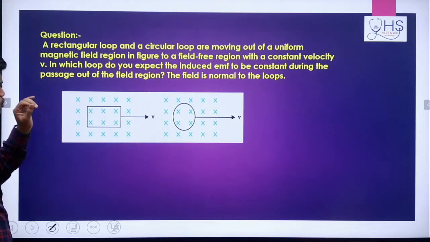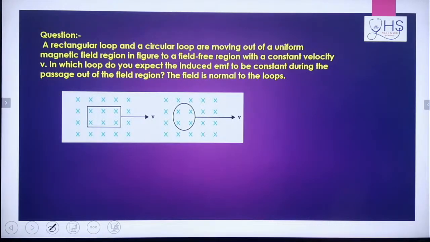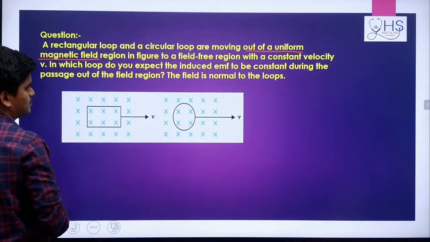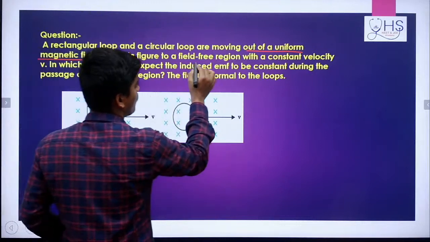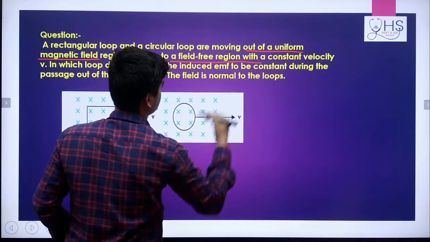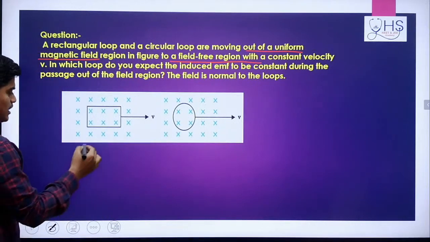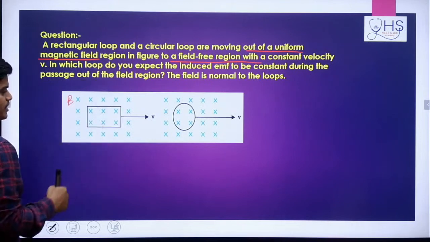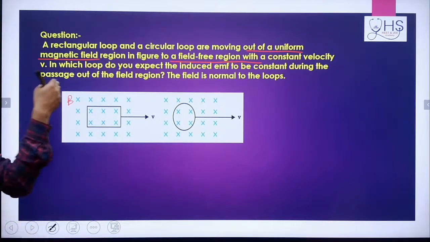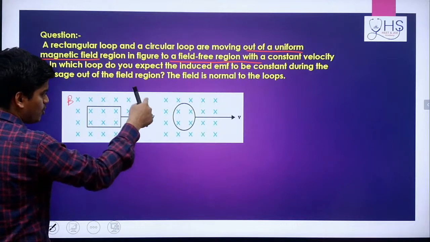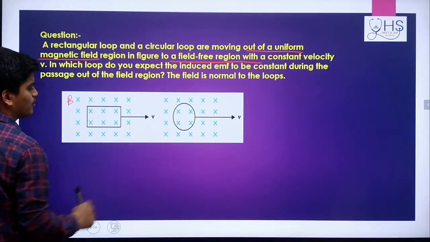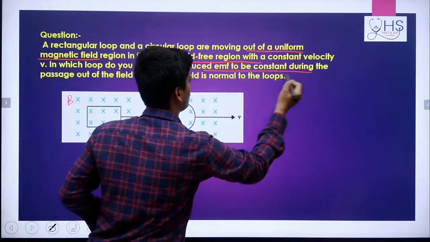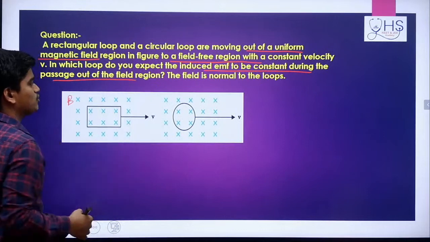Now see, a rectangular loop and a circular loop are moving out of a uniform magnetic field to a field-free region. That means here one magnetic field is there. You can see the cross, this is the magnetic field, actually inward, pointing inward. Now here there is no magnetic field, so the loop is coming out of the magnetic field. In which loop do you expect the induced EMF to become constant during the passage out of the field?